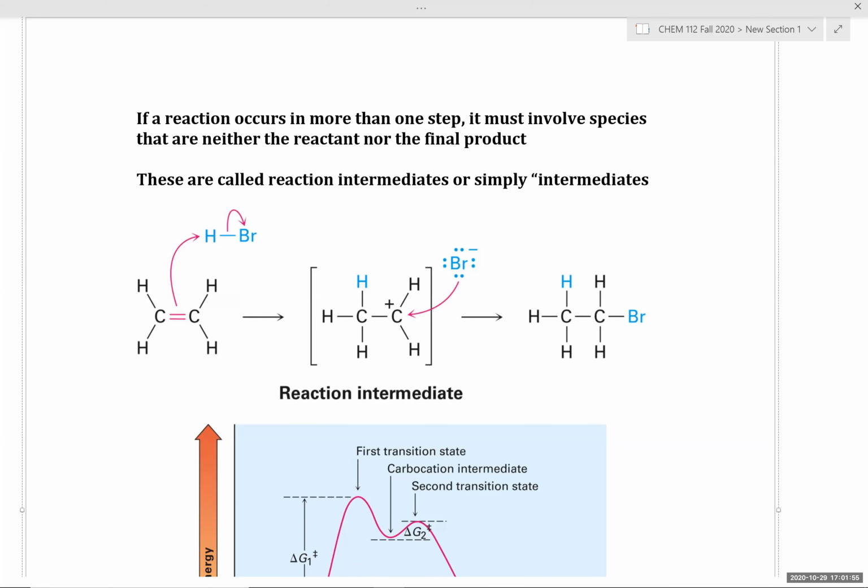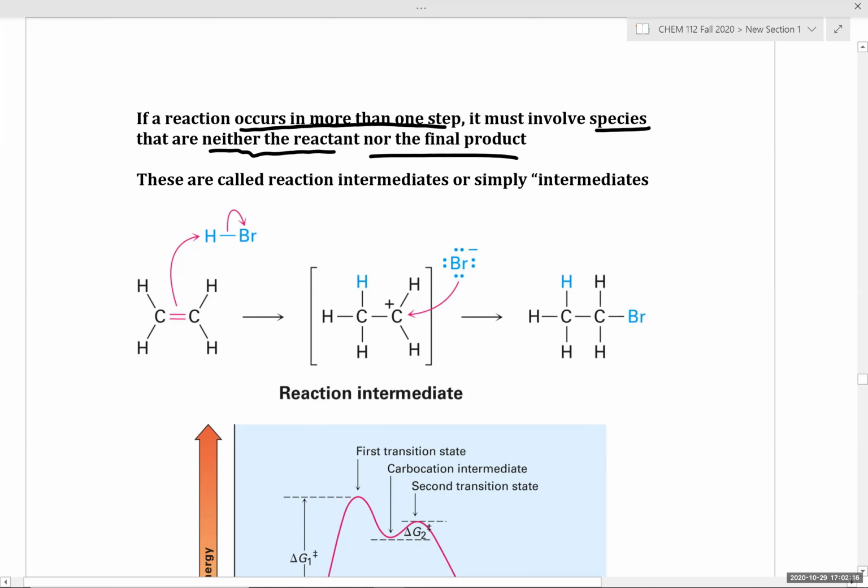Now, there's one other species that we need to talk about that can appear in a reaction mechanism or a reaction coordinate. And this occurs when we have a reaction that occurs in more than one step. So if a reaction occurs in more than one step, it must involve species that are neither the reactant nor the final product. These species are known as reaction intermediates or simply intermediates. Commonly, intermediates can be carbocations or carbon-centered anions.